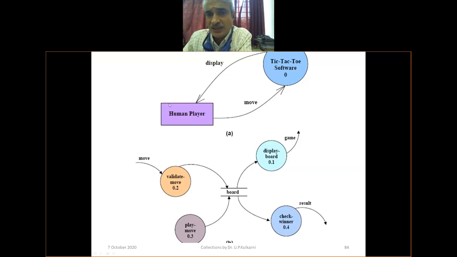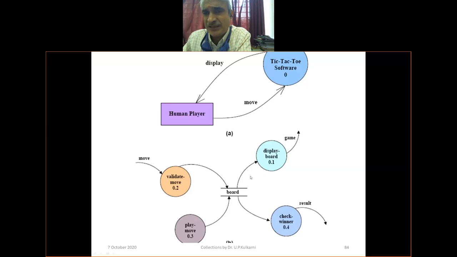Now I take the circle and elaborate. Now look at that: 0.1, 0.2, 0.3, 0.4. There are four processing components there. Look at 0.1, what it does. Look at the two parallel lines: it is a board, a repository. It takes details from the repository and displays the board on the screen, which goes to the external entity.